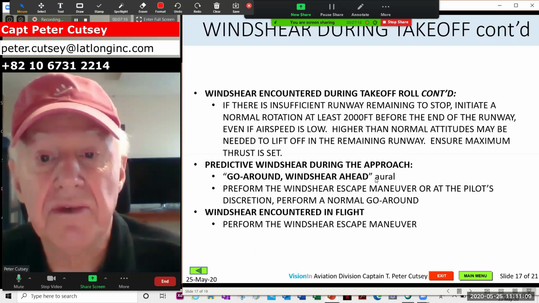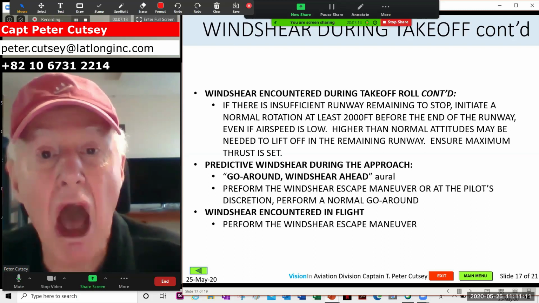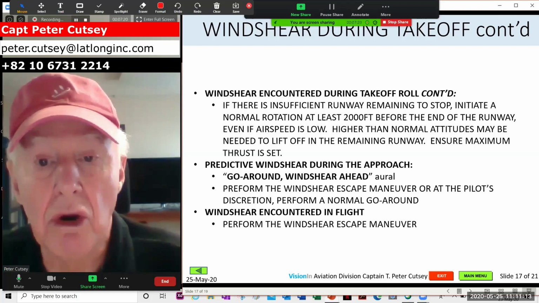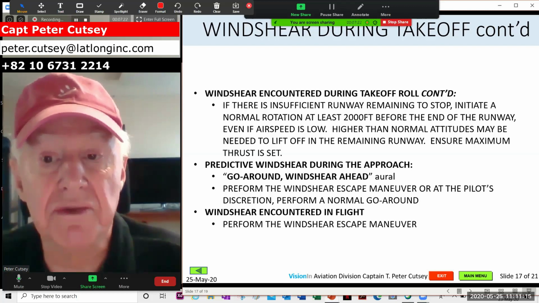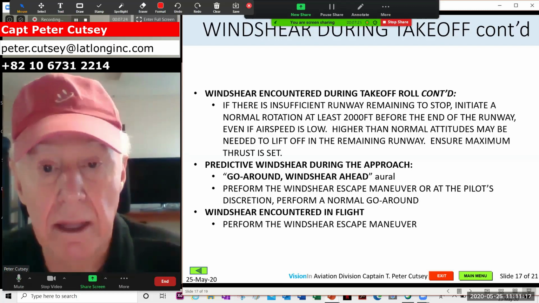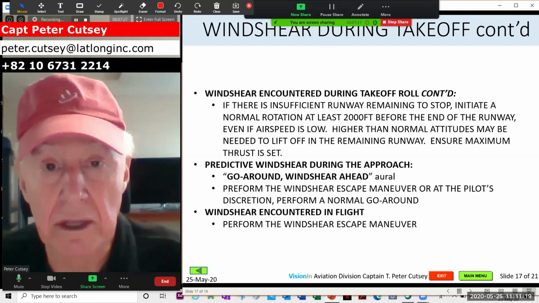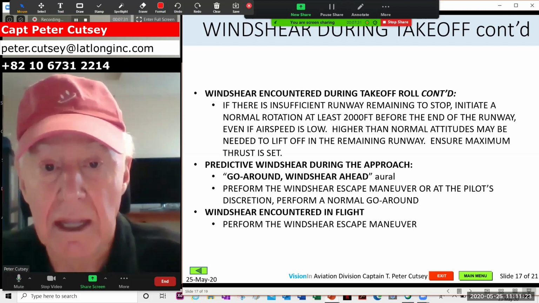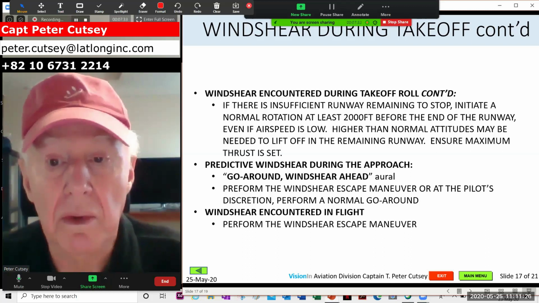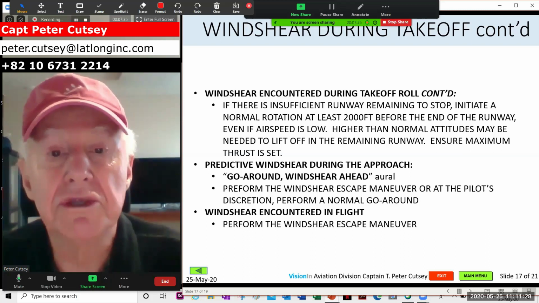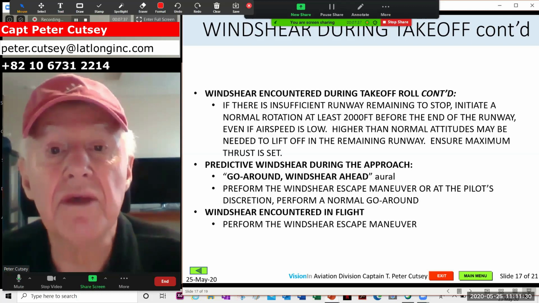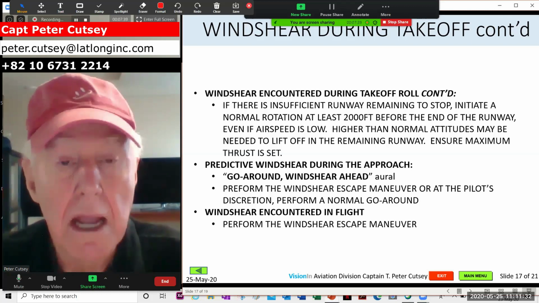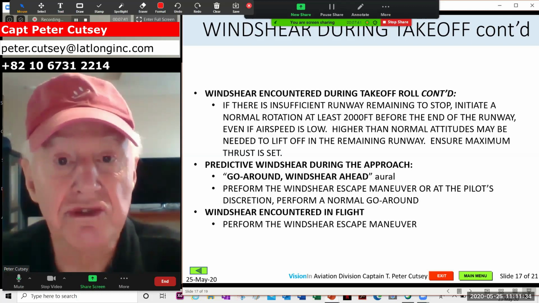If there is insufficient runway remaining to stop, initiate a normal rotation at least 2,000 feet before the end of the runway. You have runway markings, so you know when you're 2,000 feet remaining. Even if the airspeed is low, higher than normal attitudes may be needed to lift off in the remaining runway. Ensure maximum thrust is set.